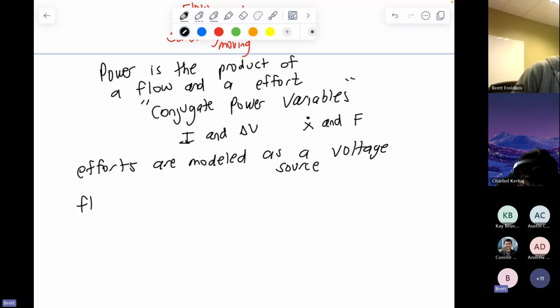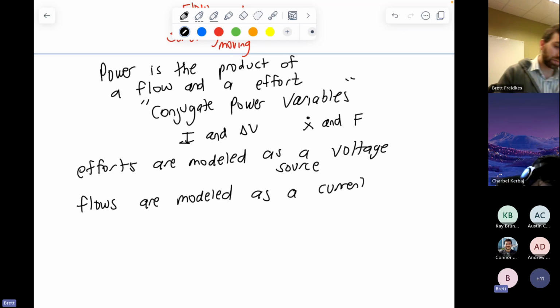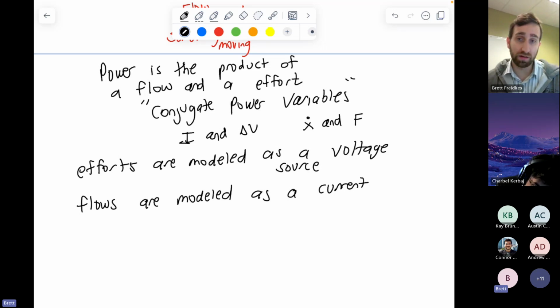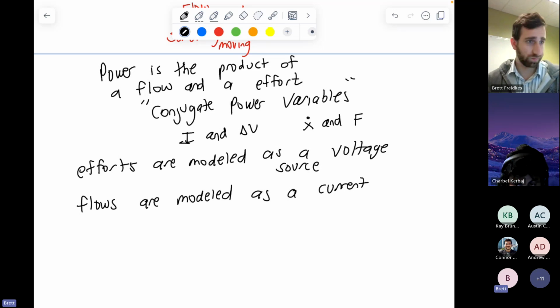And then flows are modeled as a current. And I guess I'll say it's a voltage source, but you can look to see what portion of the force, let's say, is acting on the component doing effort division, which is basically voltage division. And we can figure out how much velocity is happening in a certain part through looking at the currents in the system and things along those lines.